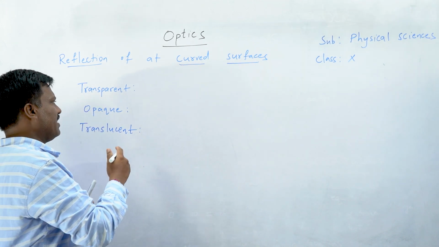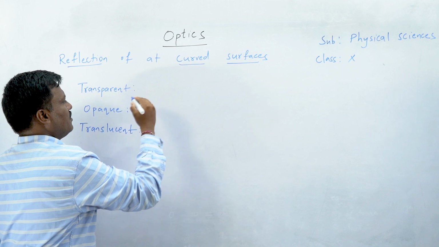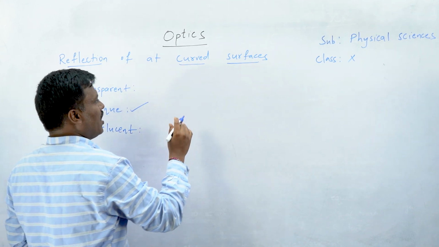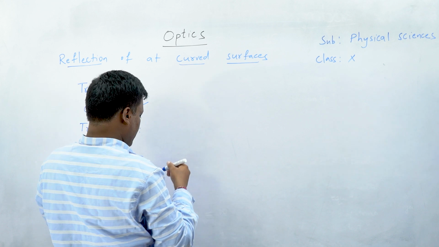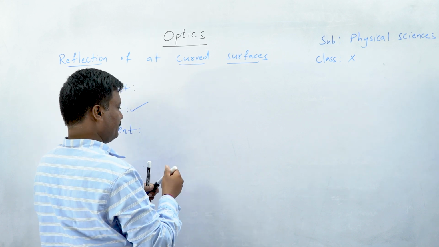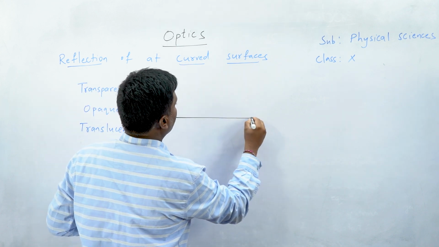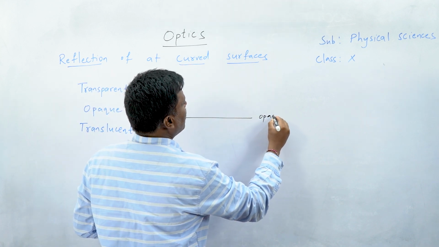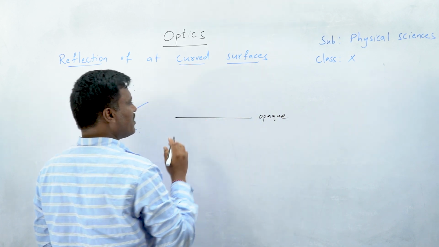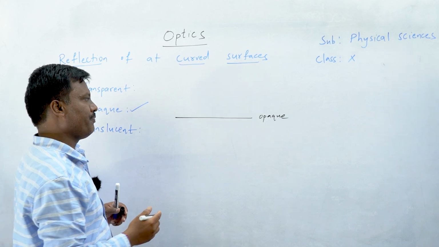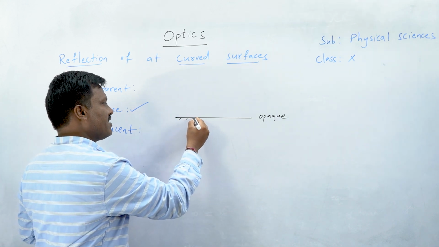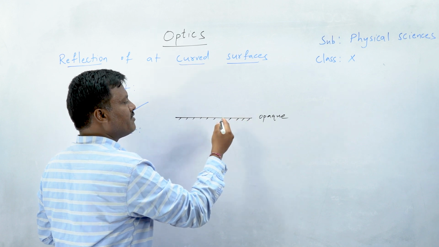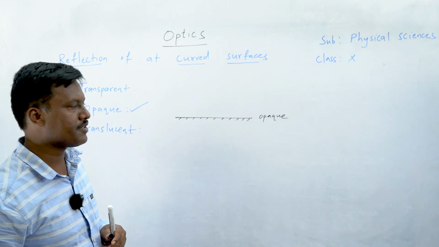Now, especially we are going to talk about opaque bodies. So I consider a plane surface which is opaque. It's a plane surface and an opaque surface. Generally opaque surfaces are denoted with this symbol. In this way we have to denote the opaque surfaces.